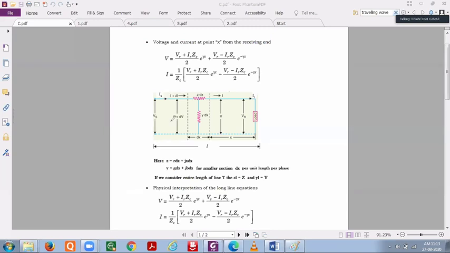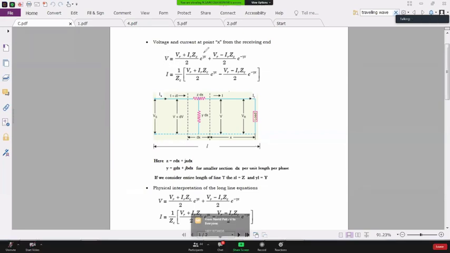These are my voltage and current equations of a long transmission line, right? We have derived this in the last class. These are the voltage and current equations at point X. We recall the diagram already; just for your understanding, I have added it here also. If you see here, this is the section X, right?